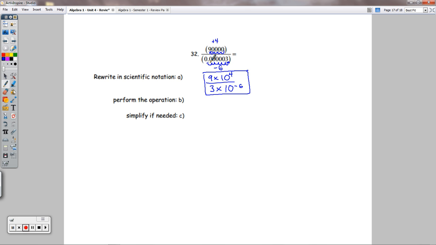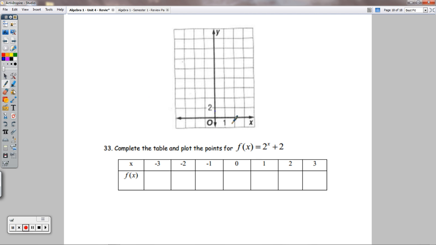Performing the operation, this would be 3, and then times 10 to the, we're subtracting the power, so 4 minus negative 6 is the same as 4 plus 6, which is not 6, it is 10. There we go. And then 3 times 10 to the 10th, that is already in scientific notation. This number is between 1 and 10, so you can just rewrite what you have there for part C, and that's it. And then finally, this is the last page here.